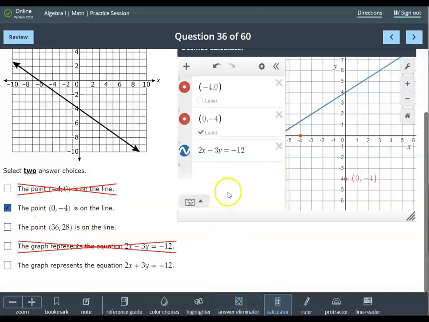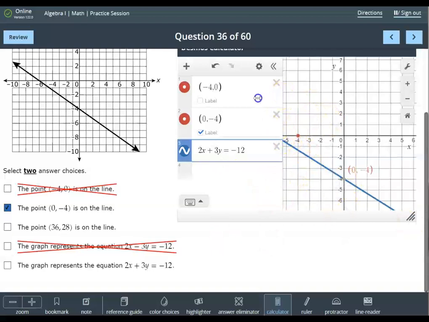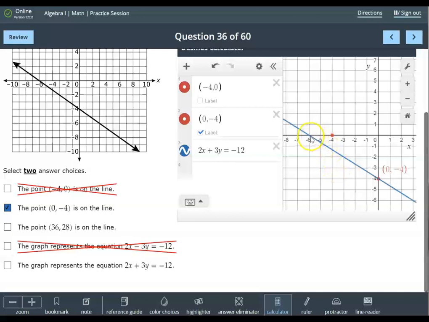So let's try the last one. It says 2x plus 3y is equal to -12. Now look at that. It goes straight through 0, -4. It does appear, let me move this over, I can move that a little bit to cross the x-axis at -6, and that's what I'm seeing here as well. So of the two, this one is definitely better, and it is the correct answer. So go ahead and check it.